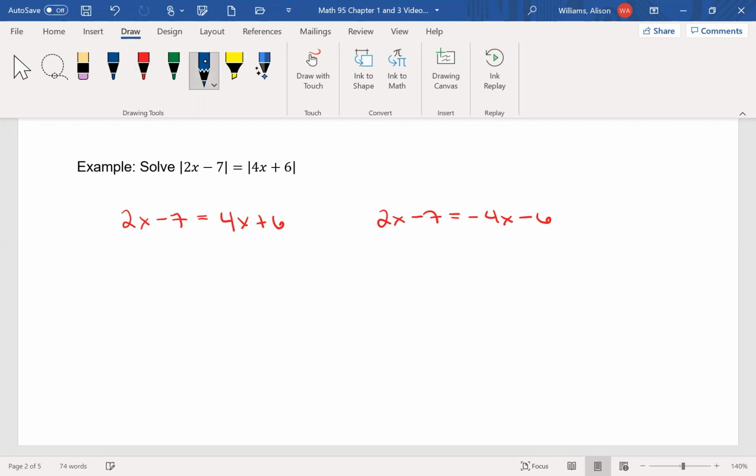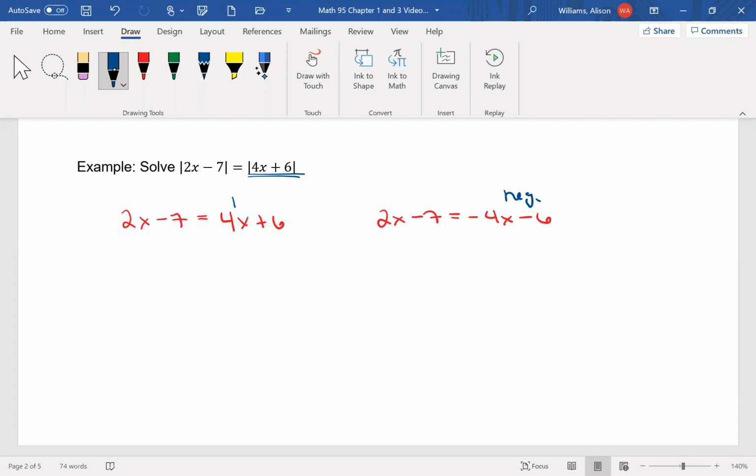Oops, wow, grabbed the wrong pencil. Positive, there we go. And this is the negative case, okay? But what I'm doing is I'm taking the positive, which is the exact expression it is without the absolute value, and then the negative is literally changing its signs.